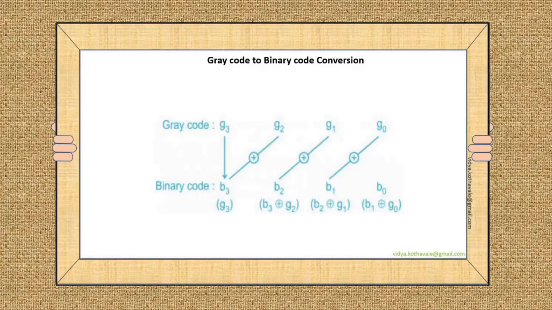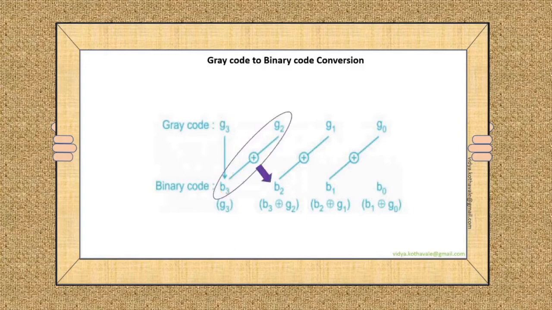Now let's convert gray code to binary code. The gray code is G3, G2, G1, G0, where G0 is the least significant bit and G3 is the most significant bit. In this case, the gray code most significant bit G3 is taken as it is as the most significant binary bit.